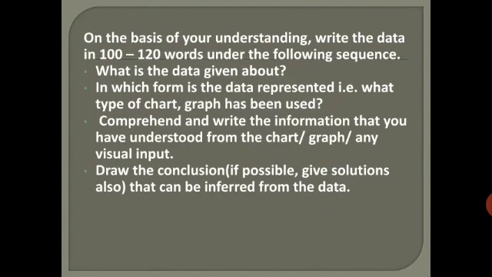What the data is given. What is the data given about. Then in which form, that also you will have to mention. This pie chart illustrates, or this bar graph illustrates, this line graph illustrates, this table shows us the population of people in different cities. Whatever, based on the question you will write. Okay, or you can say this is a pie chart, it tells us. Then comprehend and write the information. In the second paragraph you will write the information given in the data. Whatever visual input is given you comprehend and write, and in the final paragraph draw conclusion and write.